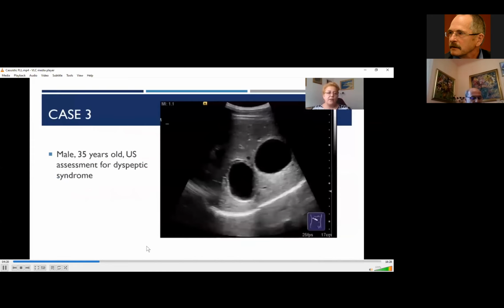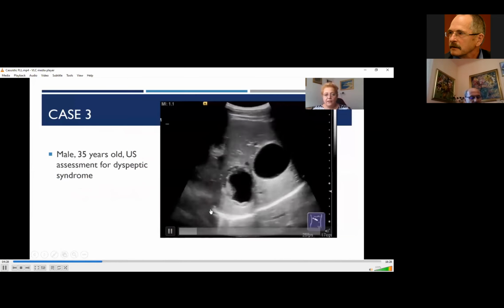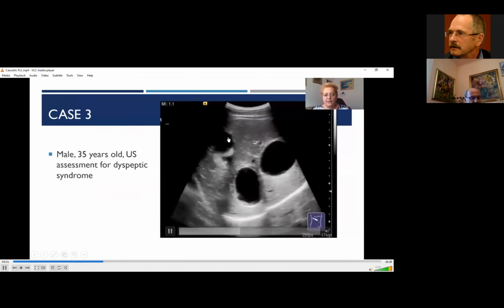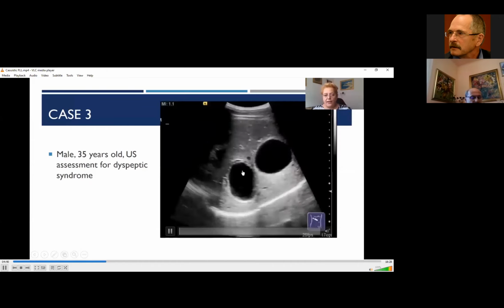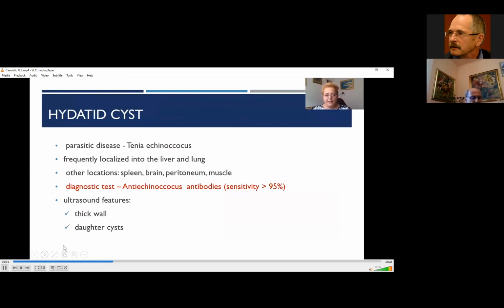The third case is of a male, also 35 years old, who presented for the ultrasound assessment of a dyspeptic syndrome. And this is what we found in ultrasound. Several lesions, at least 3, which are seen in this image, which are cystic images, anechoic, and which have a very thick, well-delineated wall. Based on this image, we suspected a hydatid cyst, and we performed the anti-echinococcus antibodies, which were positive. So our final diagnosis was hydatid cyst.